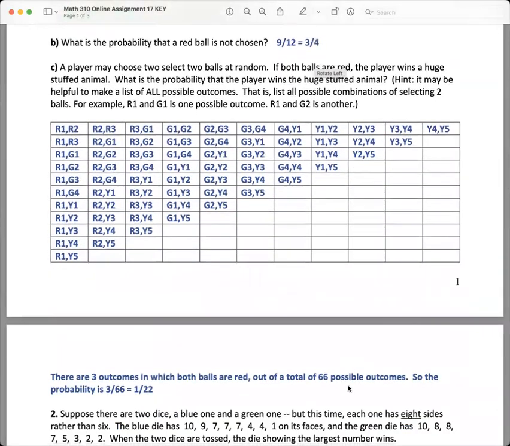So there are 66 total possible outcomes, 3 of which, right there, those 2, and then this one, have 2 red balls. So the probability is 3 out of 66, which reduces to 1 out of 22. That's the answer for that one. If there were a few students that got that, which was awesome. If you didn't, check out this one, that will help.